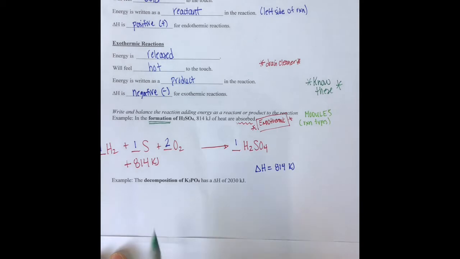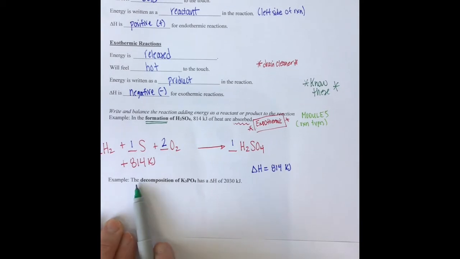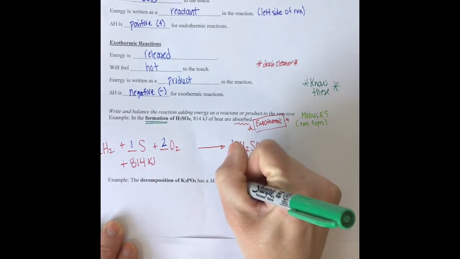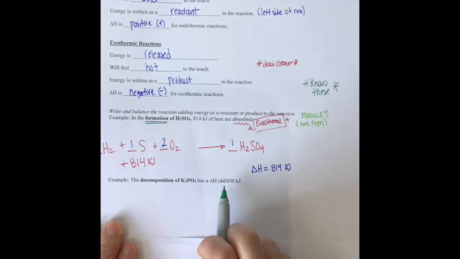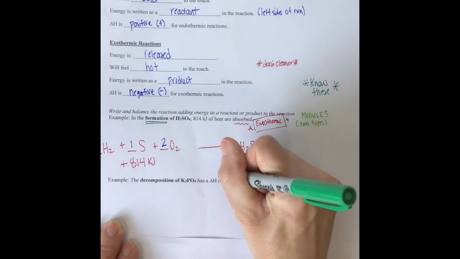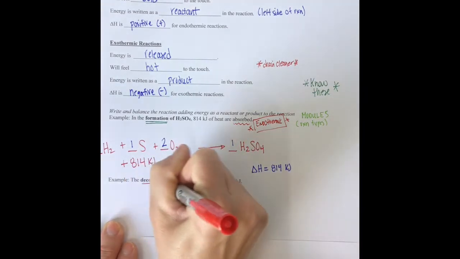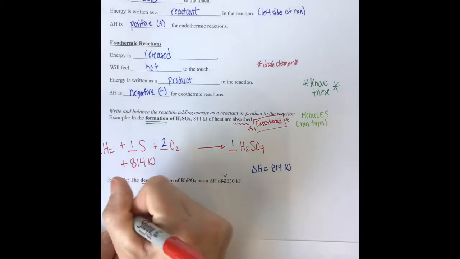Before we go through it, you do need to make a small change to the problem itself. It says the decomposition of K3PO4 has a delta H of negative 2030 kilojoules. Please make sure you make that note before we get into the problem. All right, so decomposition. Remember, when something decomposes, it breaks apart.